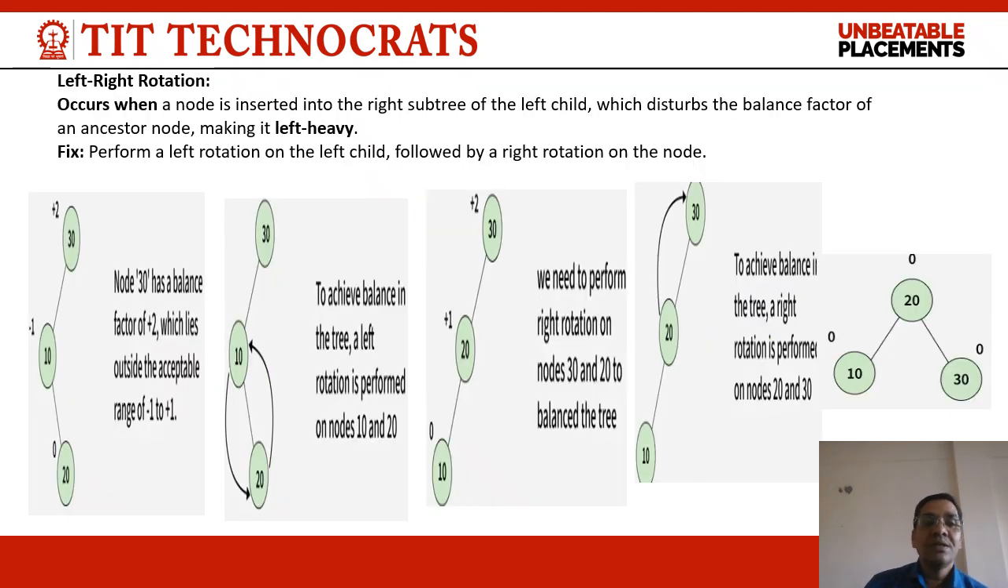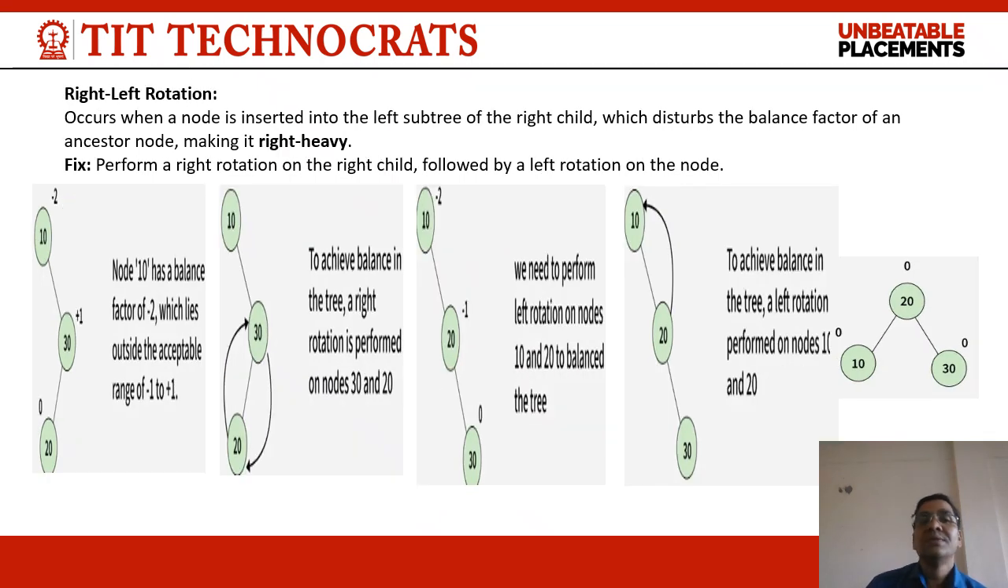The third one is the left-right rotation, which performs two different rotations: first left rotation, then right rotation. It occurs when a node is inserted into the right subtree of the left child, which disturbs the balance factor of an ancestor node, making it left heavy. To fix it, perform a left rotation on the left child, followed by a right rotation on the node.